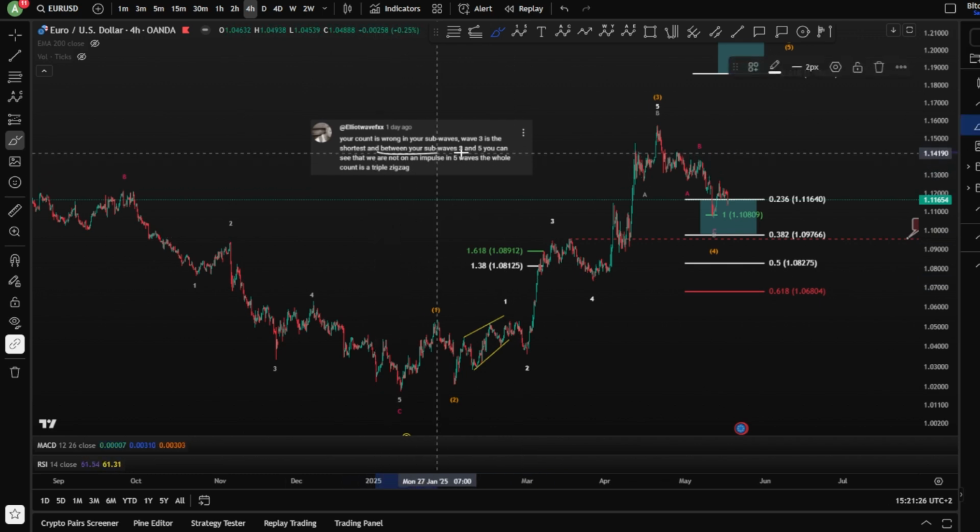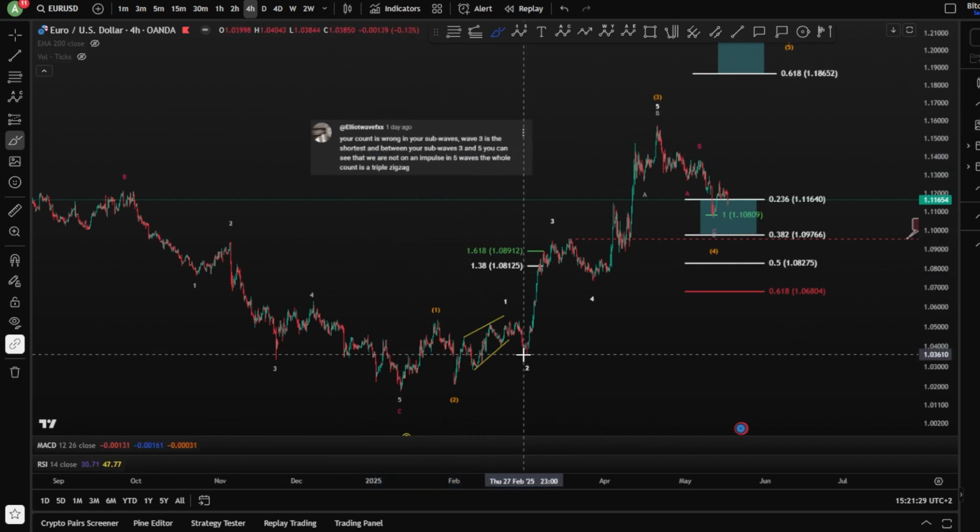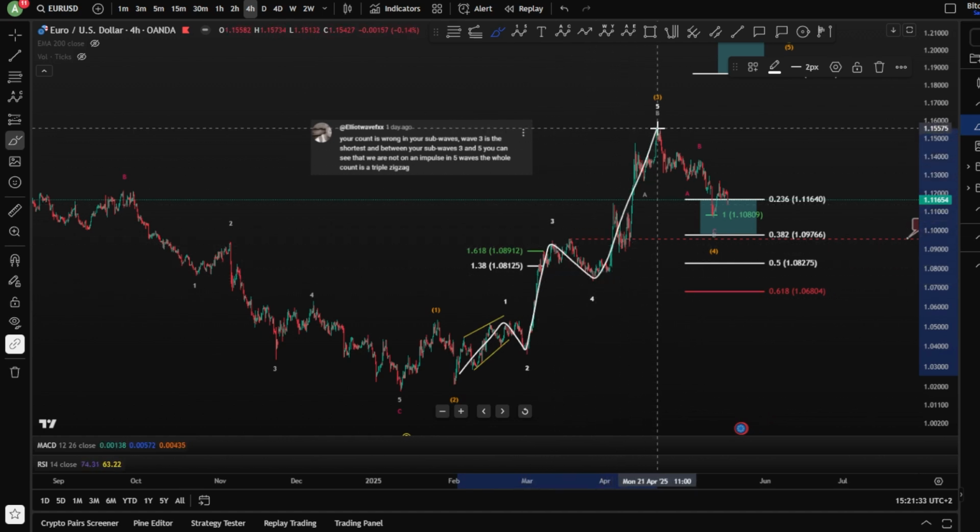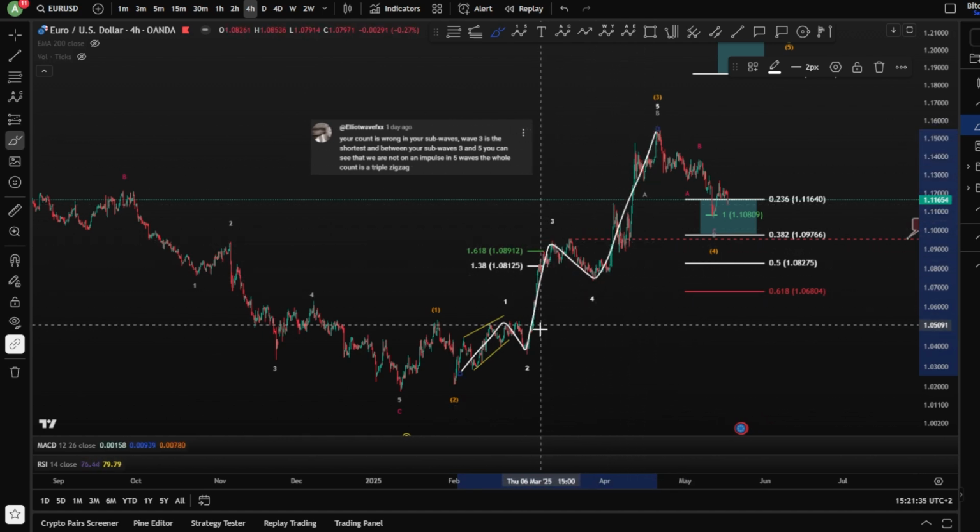The first thing you say is that wave 3 is the shortest. I don't know how you see this. You have a 1, 2, and a wave 3, and then 4 and a 5, an extended wave 5. So your wave 3 is not the shortest. It's still longer than wave 1. So this is the first thing.